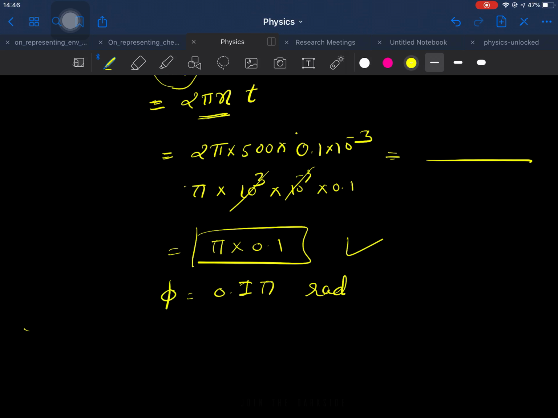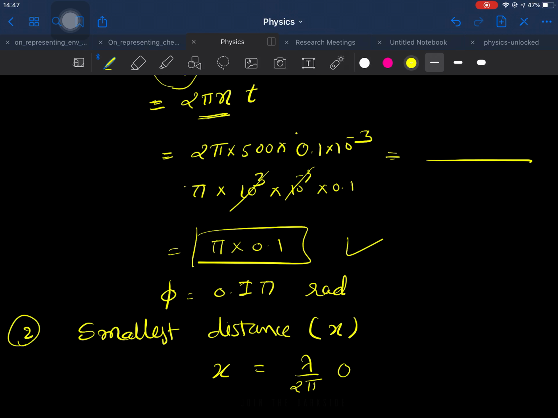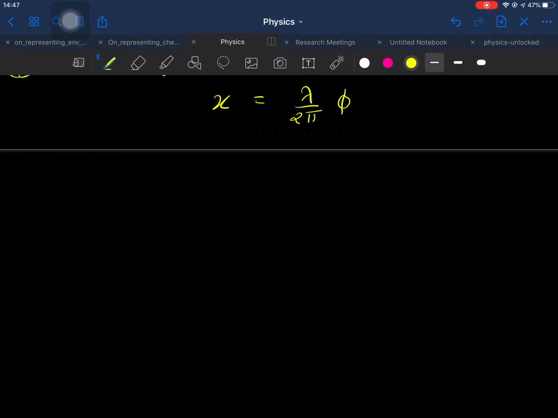Now in question number 2, what do I need? What will be the smallest distance between two points which are 45 degrees out of phase at an instant of time t? You just have to calculate the displacement. They are asking for distance, so you should be able to figure this out from the numerical itself. So distance x, we already derived this formula: x is equal to lambda by 2 pi into phi. We have derived it in terms of theta. So please recall this equation.